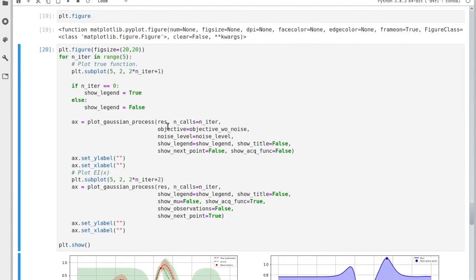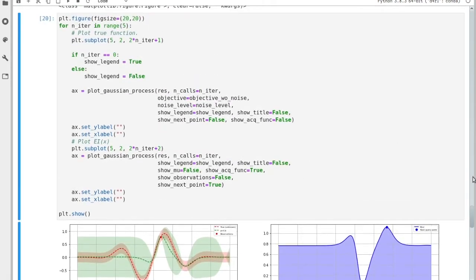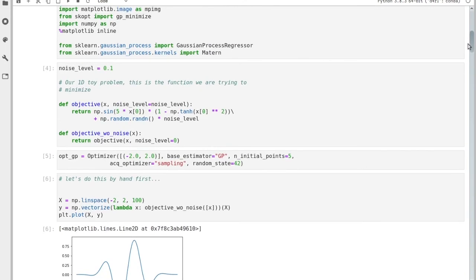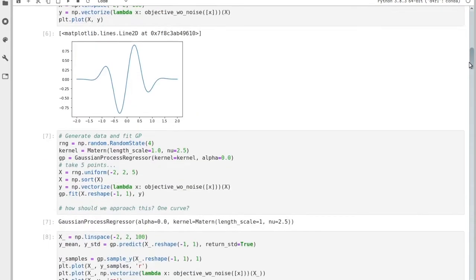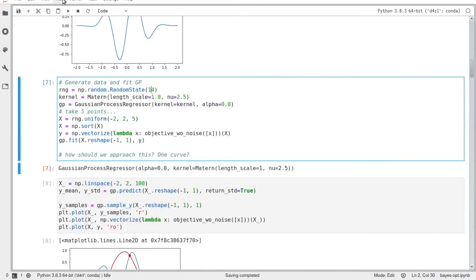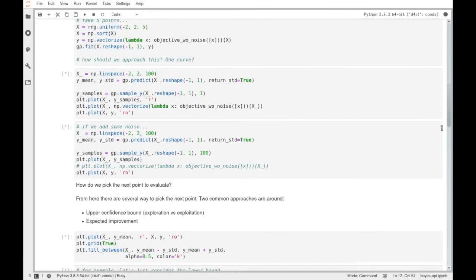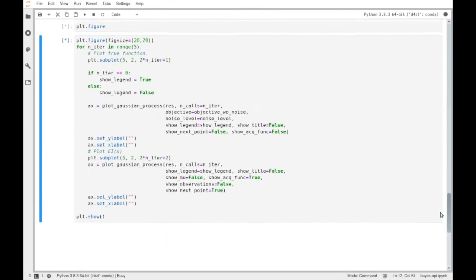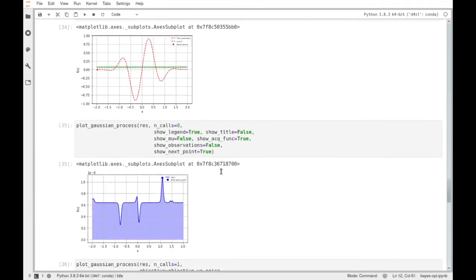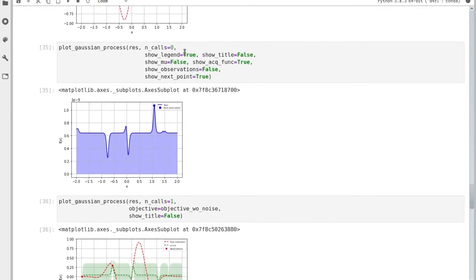So hopefully, let me double check that my plots are working. Yep, I'm going to pick a different seed just to demonstrate that this actually works, because I think the random seed was very lucky and in fact managed to find something that wasn't too bad. But let's try a different seed and hopefully we will see a different result. Alright.